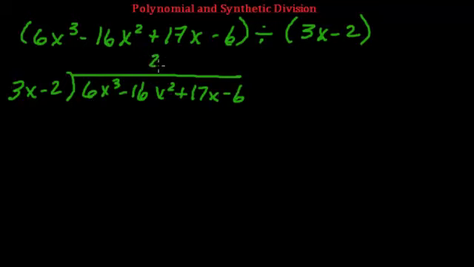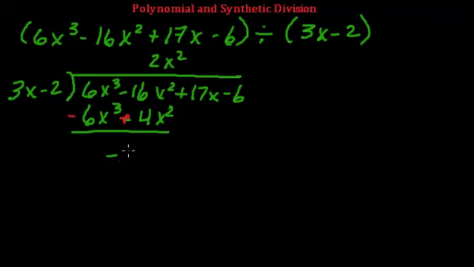I'm going to take 3 into 6x cubed. That's going to be 2x squared. I'm going to multiply by each term and subtract just like I did last time. So I've got 6x cubed here minus 4x squared. I'm going to subtract. So I'll get my little red pen, make my little subtraction marks. Oops, that's a plus now. Then I will add. That's going to be negative 12x squared plus 17x.